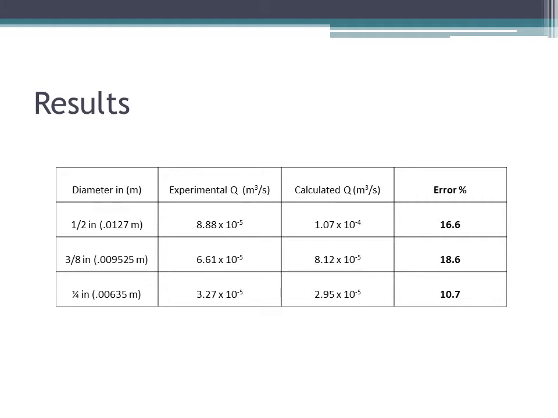Our experimental flow rate was higher in the first 2 tubes, but in the last tube it was actually lower. Our average error ended up being 15.3%.